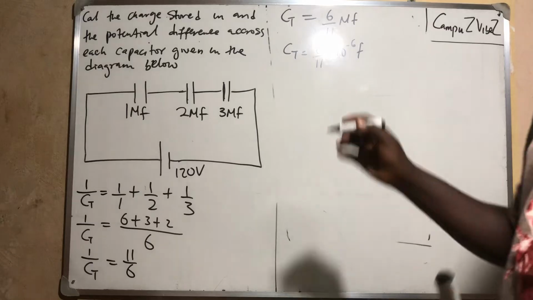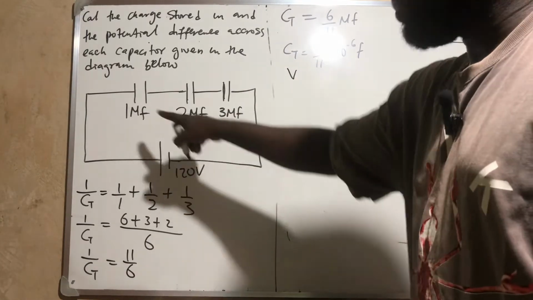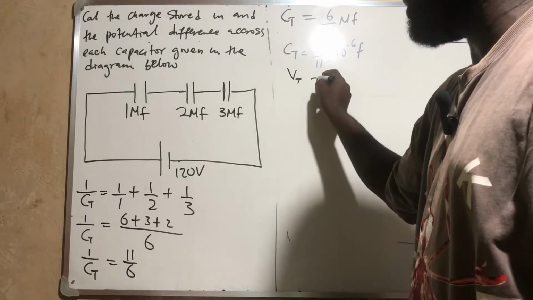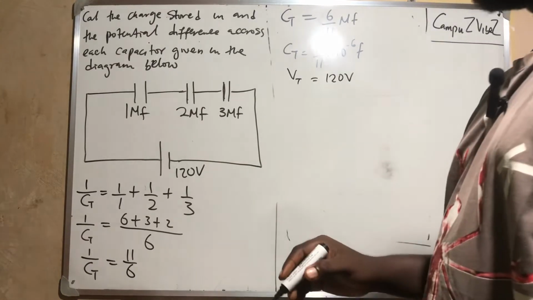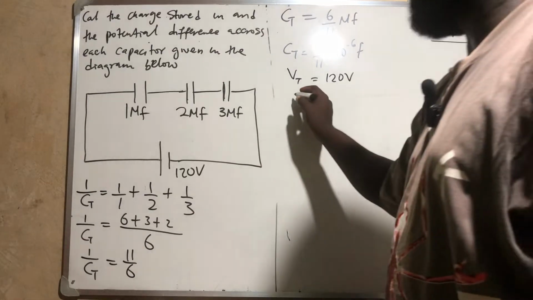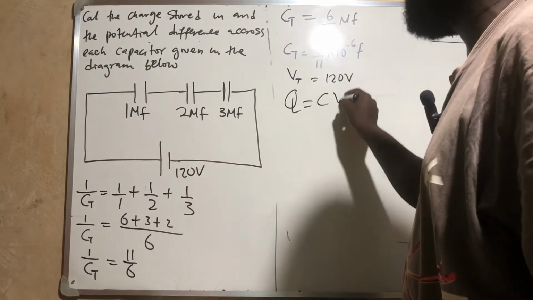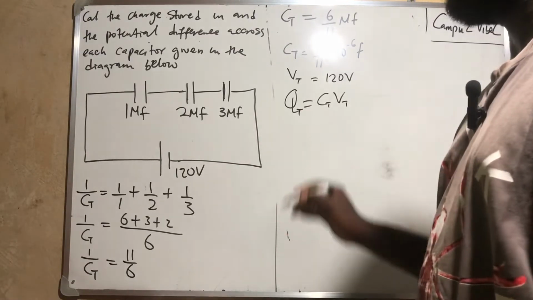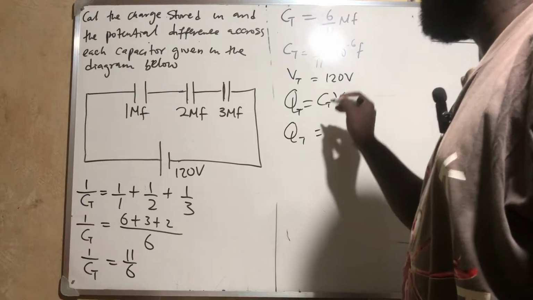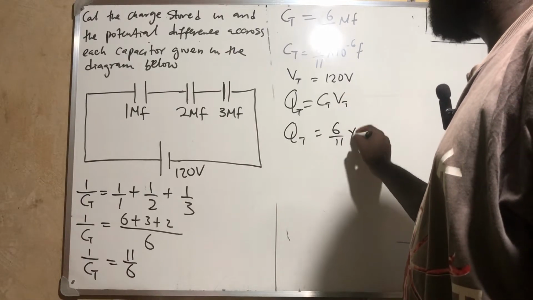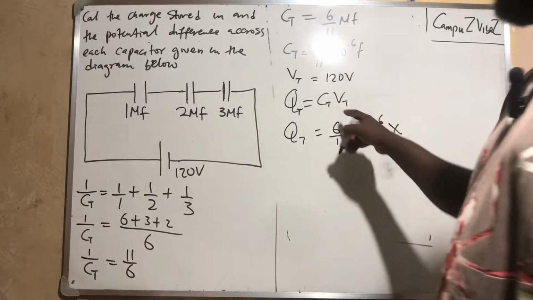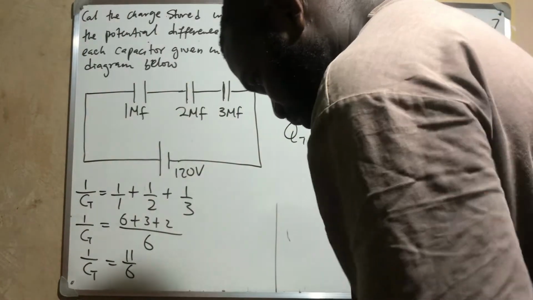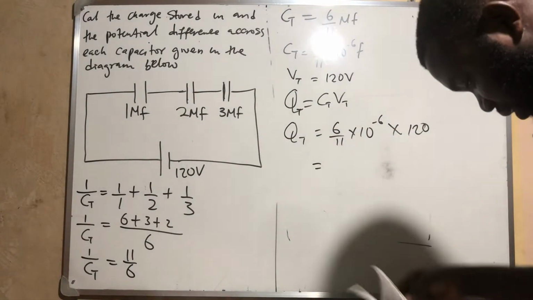So I've gotten the total capacitance. Now it will help me, and they gave me the total potential difference, because all of them are connected across this potential difference. So the total potential difference they gave me is 120 volts. All right. So now I know that from campus vibes, Q is equal to CV, and it is total here, total here, total here. So my QT is now 6 over 11 times 10 raised to power minus 6, then times my V, which is 120. So if you do that, what do we have?